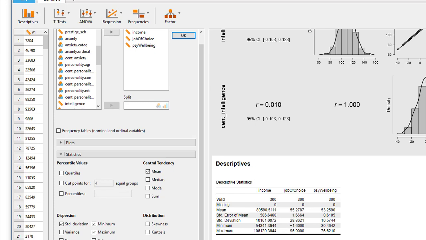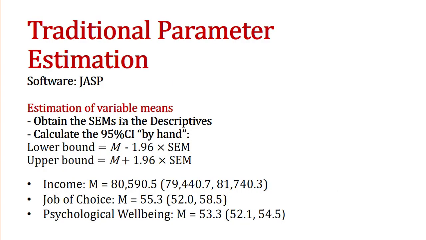So if we do that, we're going to get these values. So for income, the point estimate of the mean of the population is 80,590.5, and the confidence interval is from 79,440 to 81,740.